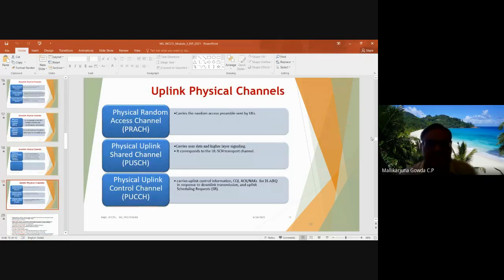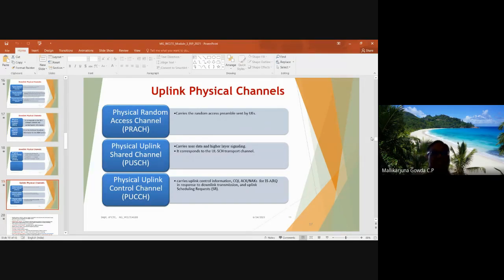So let me say what are the uplink physical channels. So there are 3 uplink physical channels. In that, first one is the physical random access channel, that is PRACH. So this physical random access channel carries the random access preamble sent by the user equipments. Okay, since it is an uplink physical channel, right? So it goes from your user equipment to the base station. So what it carries? It carries the random access preamble.